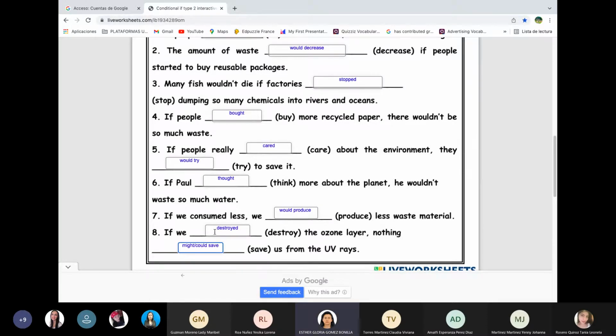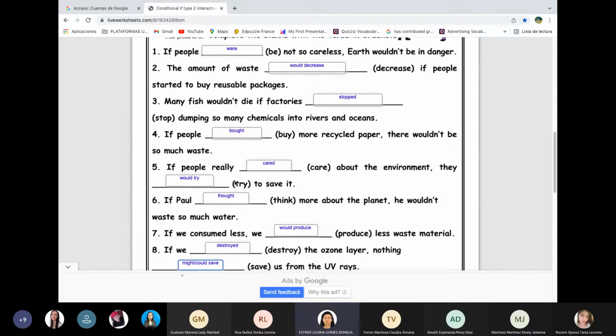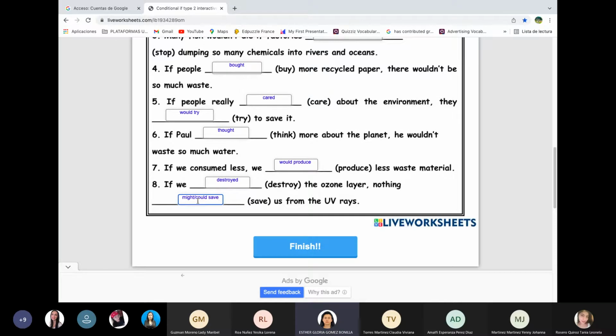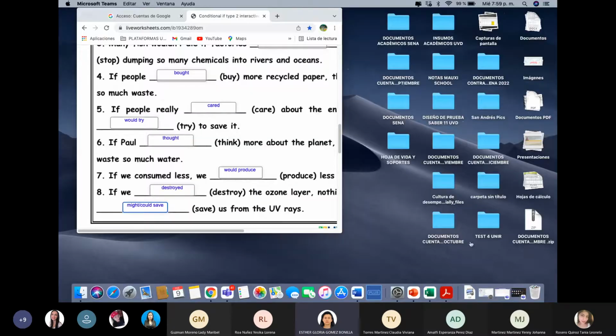So, remember, this is the second conditional sentence. Past tense, siempre con el if, simple past. And in the second part, would, or could, or might, as the example that you have here, okay?